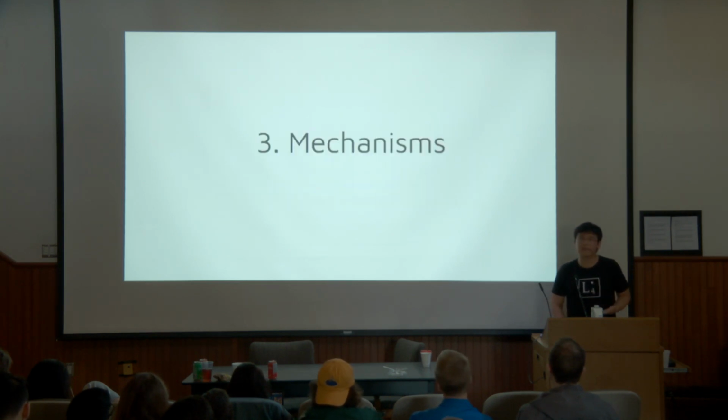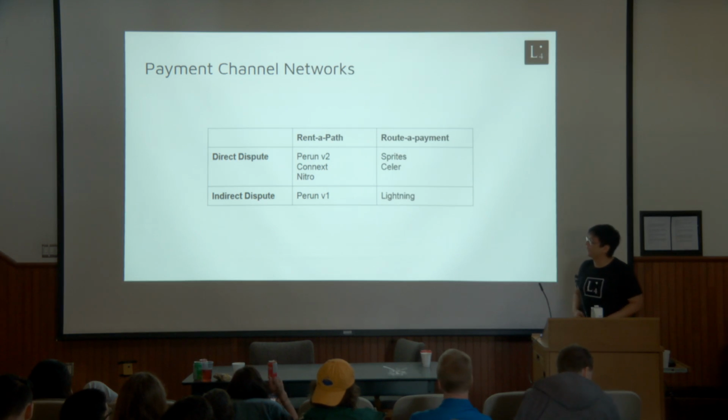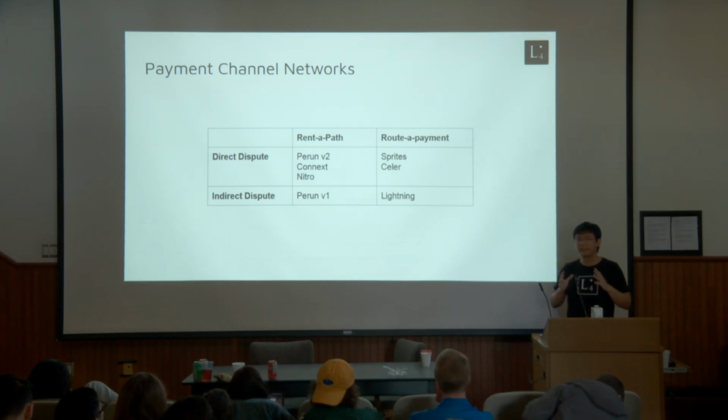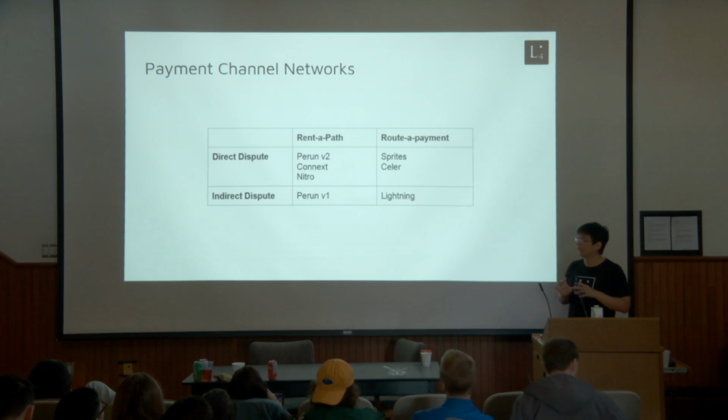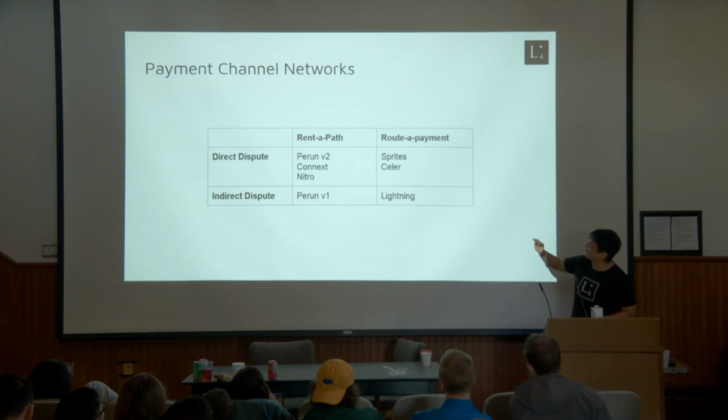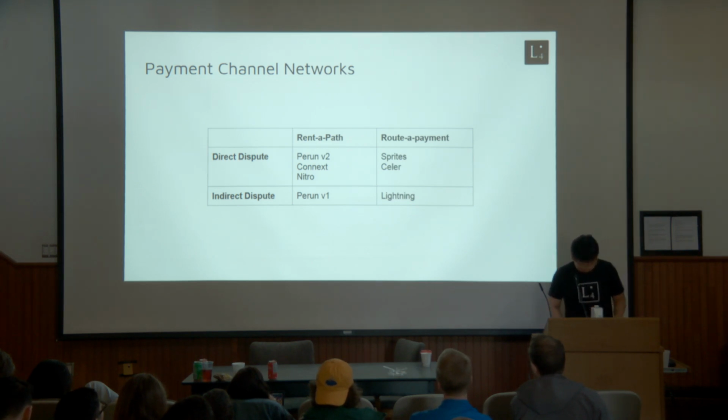And the reason that we want to go into this instead of treating it as a black box is that there are many state channel or payment channel projects, and a lot of what they differ in is how they construct these routed payments or payment channel networks. So I'm going to go through 2 of the axes in which they differ: direct versus indirect dispute, and rent-a-path versus routed payment.